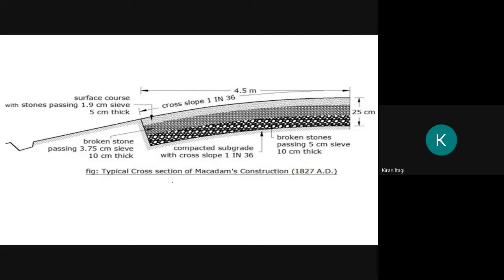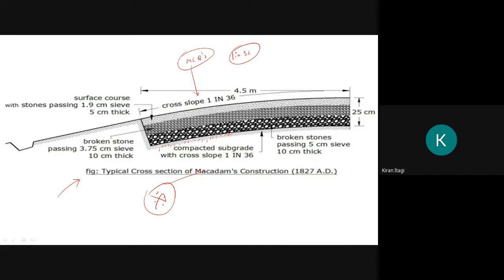Next one we have Macadam Road. Okay, this is important. Macadam was a scientist who contributed to the development of the road. Most important for MCQ is: what was the slope in the Macadam Road? Just remember it is 1 in 36. The cross slope was 1 in 36. Definitely he will ask.